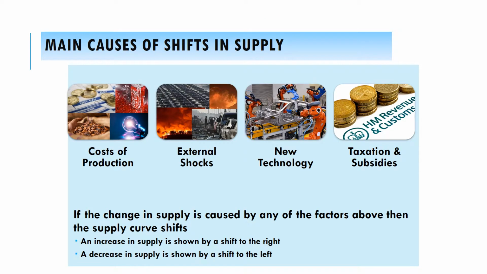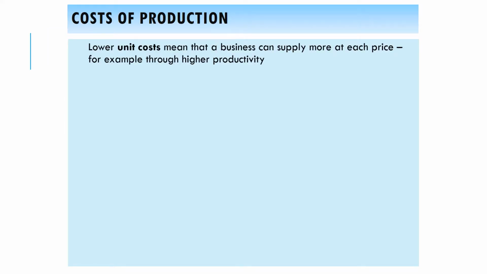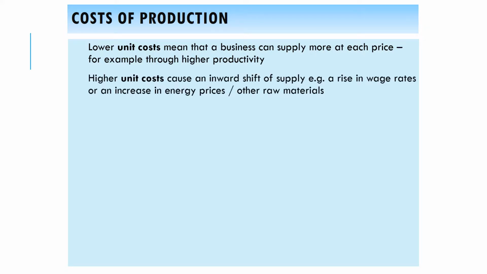But what might cause a shift in the supply curve? Well, there are a number of factors we need to be aware of: the cost of production, external shocks, technology, and taxation and subsidies. Let's start off with the cost of production. Lower unit costs mean that a business can supply more at each price. So perhaps costs have gone down because the business is more productive. Higher unit costs would increase the cost of supply and would shift the supply curve to the left.